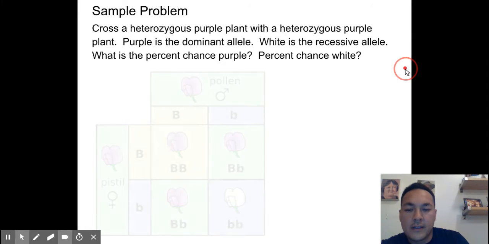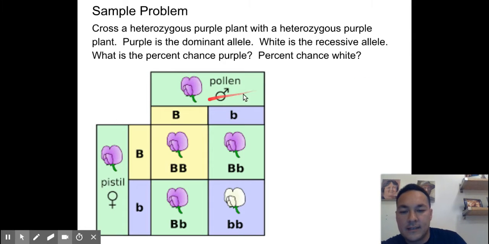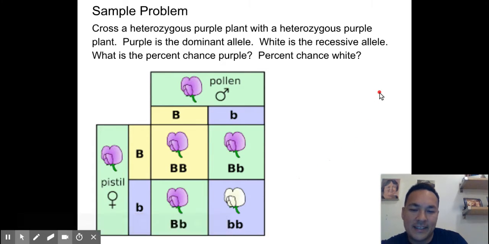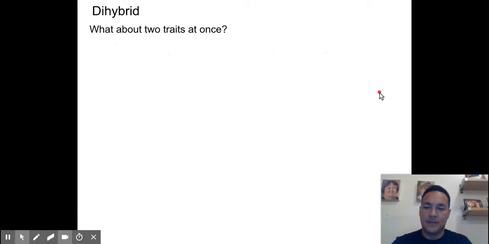Okay, hopefully you paused the video and tried it and you got something like this. So here's purple. I would have used peas, but this is what I could find that could be shared on the internet for free. So big B, little b, big B, little b. So purple, purple, purple, white. Hopefully you got something like that. Okay, that was a review of 8th grade.